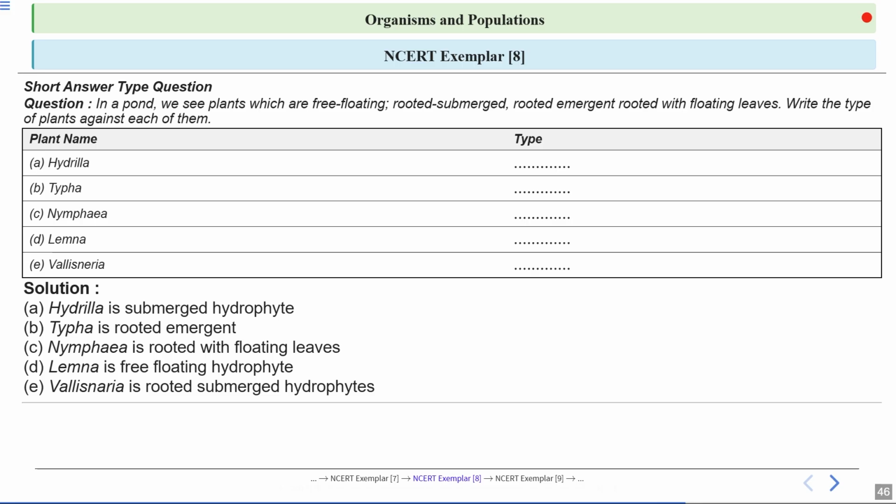Okay, let's talk about the Vallisneria. So Vallisneria is a rooted submerged hydrophyte. Like Hydrilla, it grows entirely underwater and is anchored to the pond floor. Now, Vallisneria has long ribbon-like leaves that wave in the water.